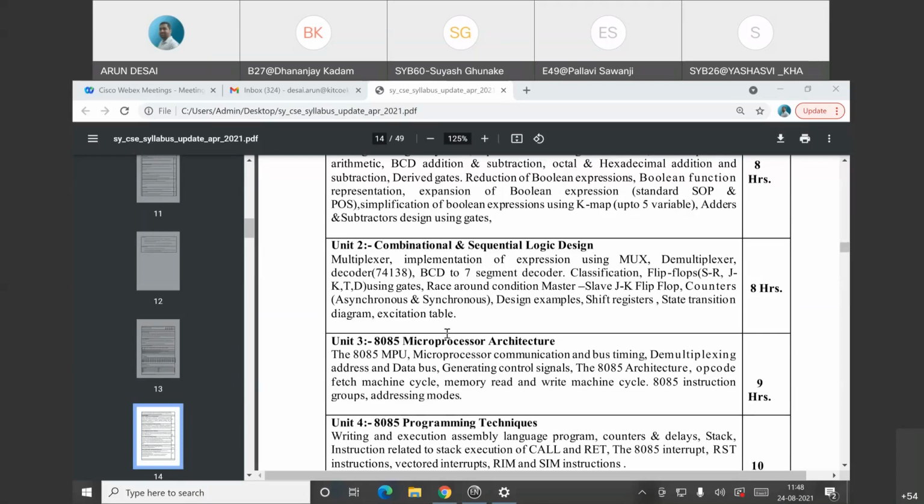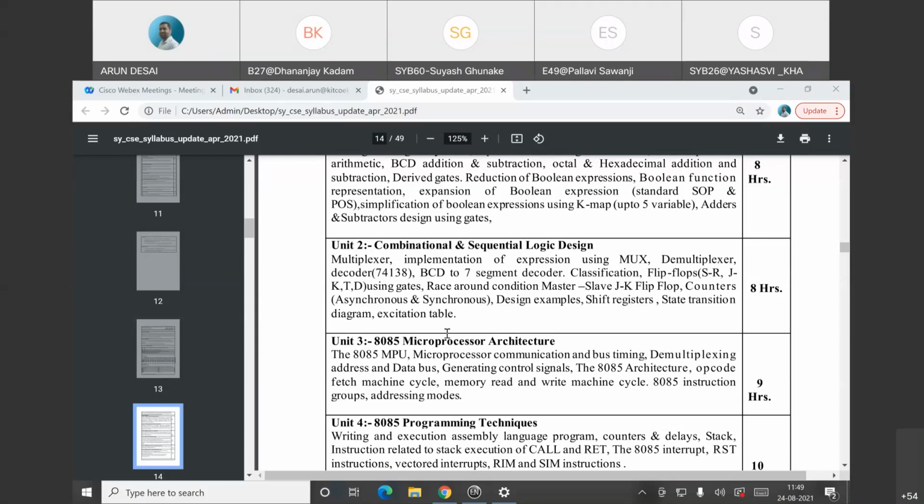So this is about digital logic and designing. Digital logic and algebra are in the first unit, and then some circuits or designing part is in unit number two. Third unit is on microprocessor. The first microprocessor, which is highly used, or you can say successfully designed by Intel, is 8085.